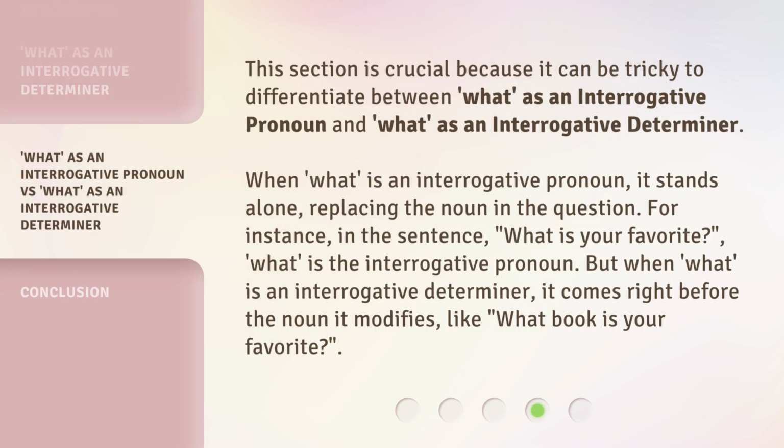This section is crucial because it can be tricky to differentiate between what as an interrogative pronoun and what as an interrogative determiner. When what is an interrogative pronoun, it stands alone, replacing the noun in the question. For instance, in the sentence, "What is your favorite?" What is the interrogative pronoun. But when what is an interrogative determiner, it comes right before the noun it modifies, like, "What book is your favorite?"